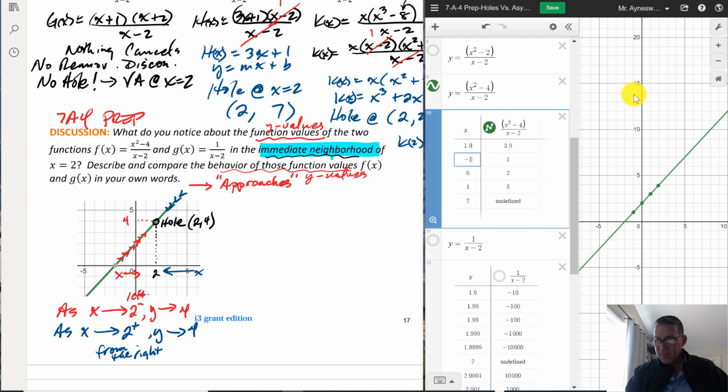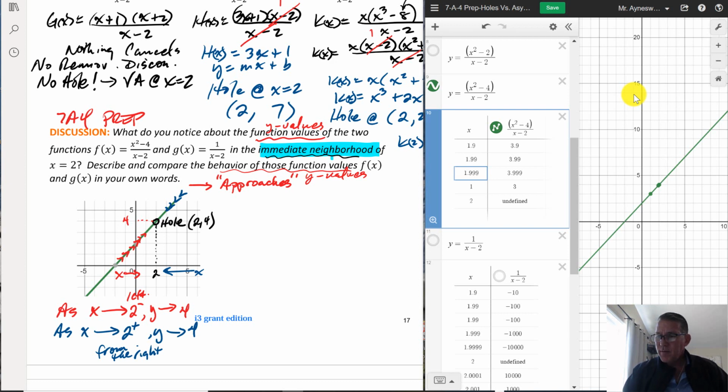Let's go down here, clear out this one. Let's type in 1.99. Notice the function value, the y value, is 3.99, which is very close to 4, as I said over here on the left. Let's get even closer than that. Type in 1.999. Notice that the y value is 3.9999, which rounds to 4.